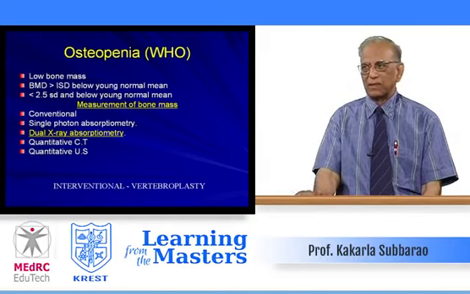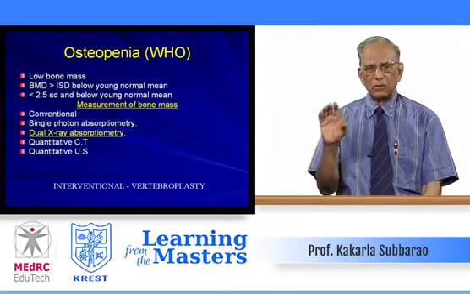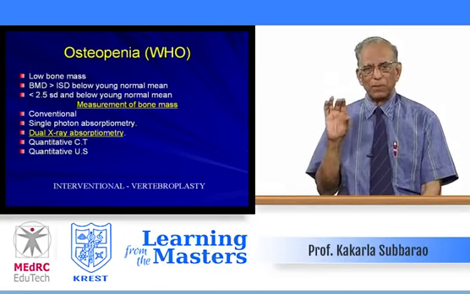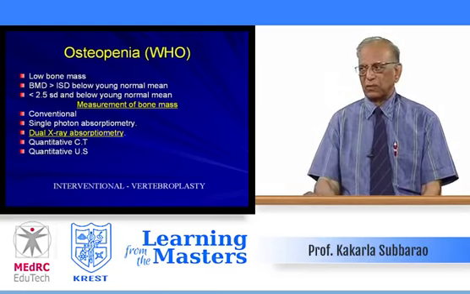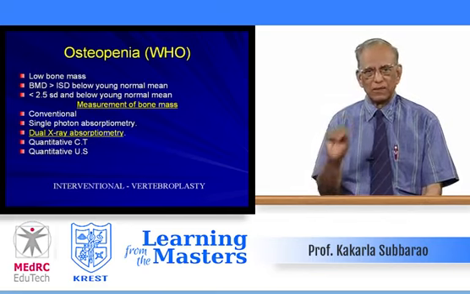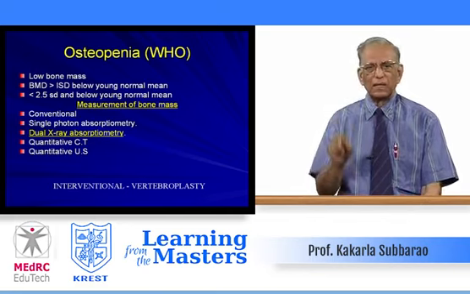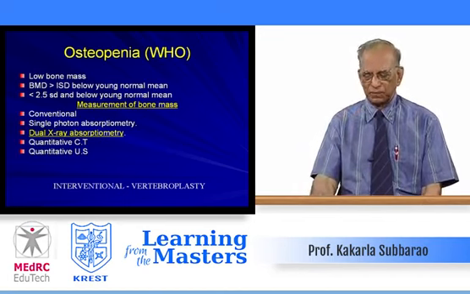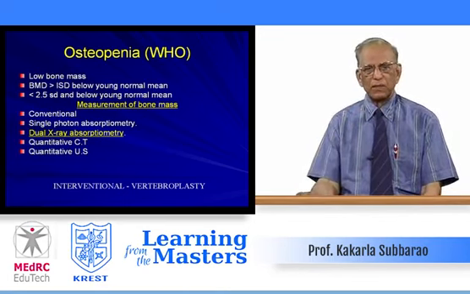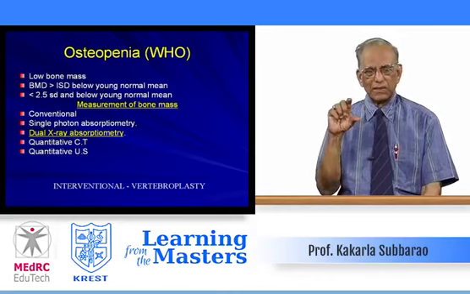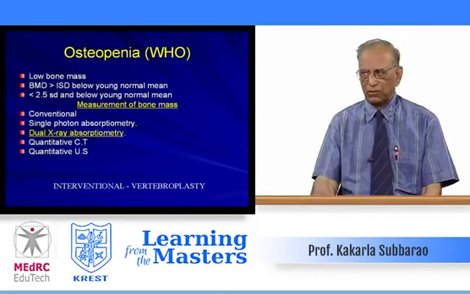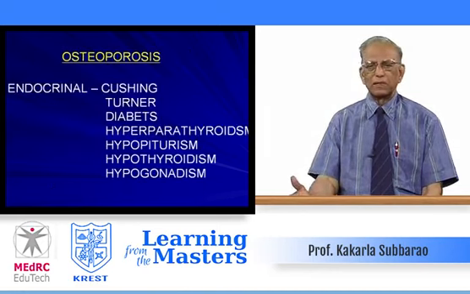Measurement of bone mass, as I said, repeat again: conventional single photon, dual X-ray absorptiometry, quantitative CT, quantitative ultrasound. Because today we are able to diagnose osteopenia or osteoporosis, particularly in the axial skeleton, with compression of the vertebral bodies, it is easy. Vertebroplasty is being done in order to maintain the strength of the bone. Inject some sort of cement into the body of the vertebra, thus increasing the size of the body of the vertebra. What are the various causes?